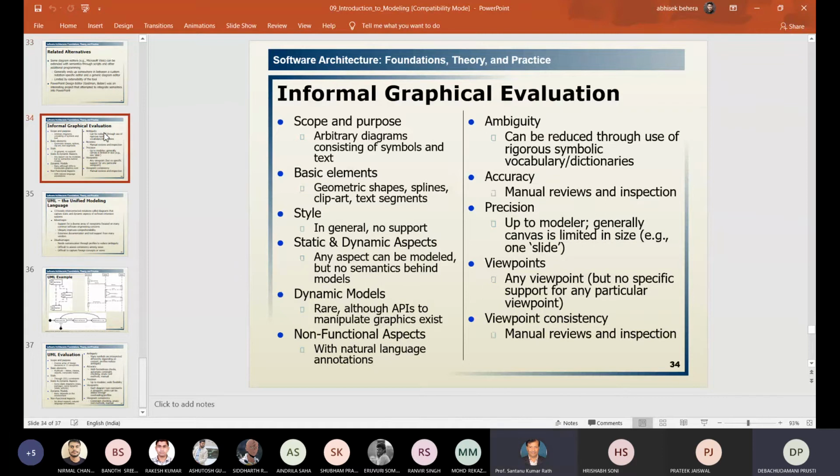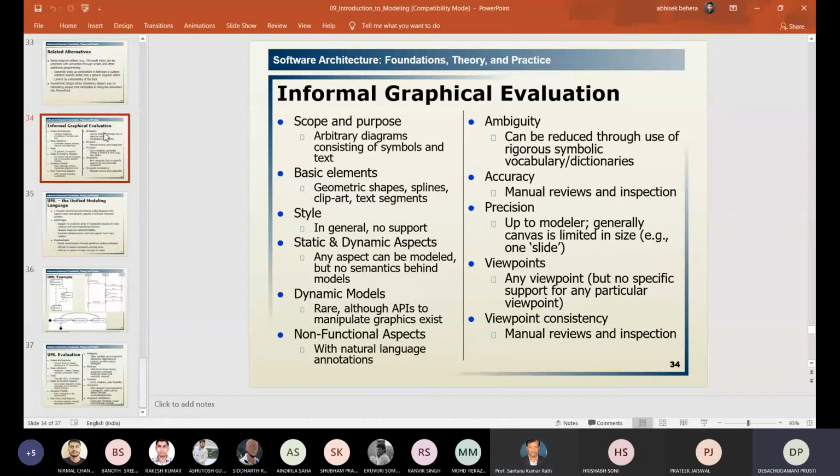First, the scope and purpose. Arbitrary diagrams consist of symbols and text. The basic elements we are using are geometric shapes, splines, clip art, and text segments. Then the style: in general, it will not support any style. The static and dynamic aspects: any aspects can be modeled, but there is no semantics behind the model. Dynamic models are rare, though all the APIs to manipulate the graphics exist. Then the non-functional aspects are handled with natural language annotations.